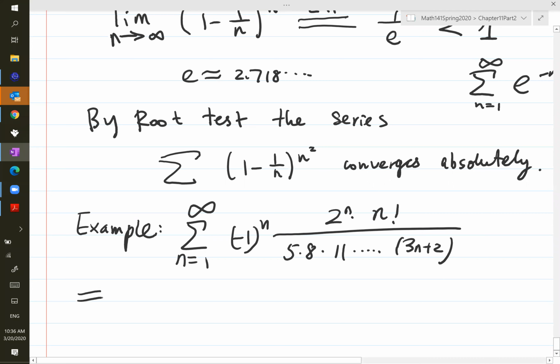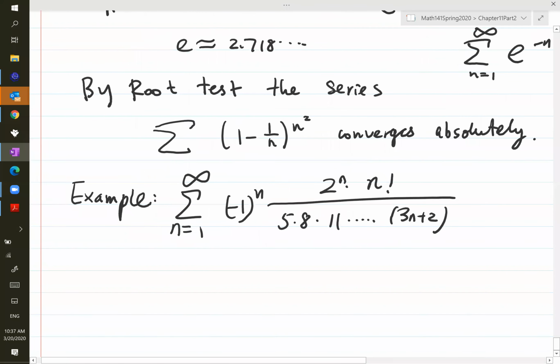Here, you may decide which test we use. Here we have a lot of multiplications. So we can use a quotient, division, to cancel multiplication. What we consider is the ratio test. If there's a lot of multiplication, then what we usually do is the ratio test. If we have only powers, then it's more reasonable to use the root test. So we use the ratio test.